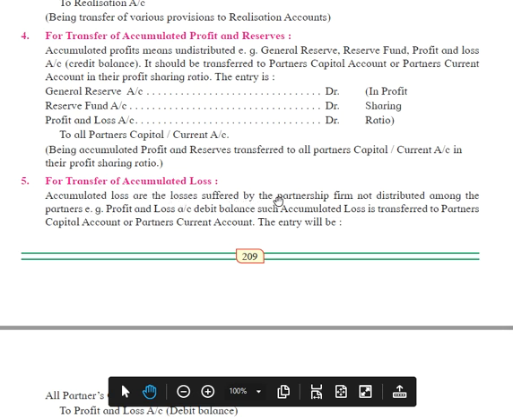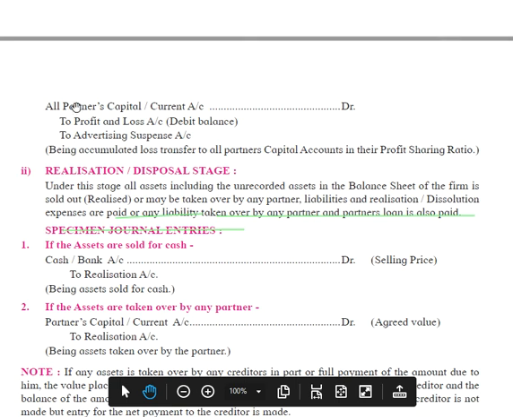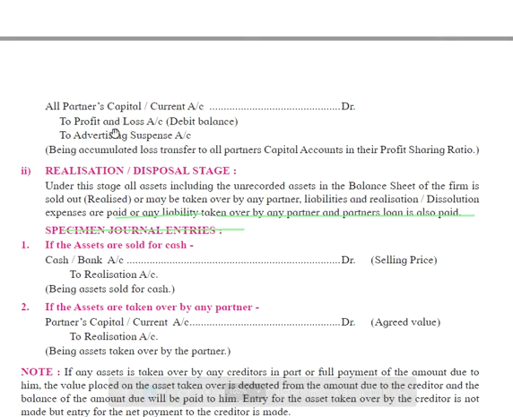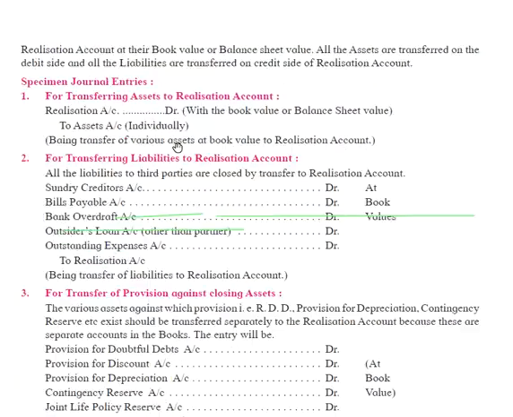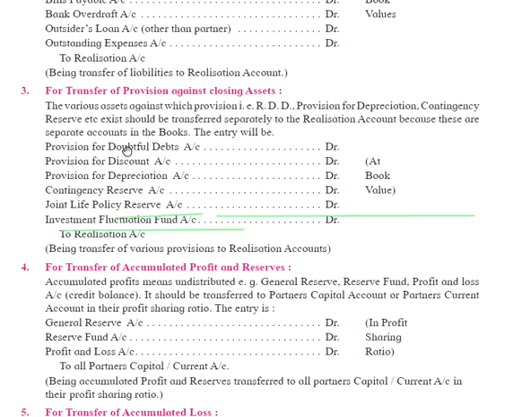Accumulated losses are the losses suffered by the partnership firm and not distributed among the partners, for example, profit and loss account debit balance. Such accumulated loss is transferred to partners' capital account or current account. So the entry will be: all partners' capital or current accounts debit, to profit and loss account debit balance and advertising suspense account, being accumulated loss transferred to all partners' capital accounts in their profit sharing ratio. So these are the 5 entries coming under the first, transfer stage, the accumulating entries to close the books of accounts. These are the entries that will close first.